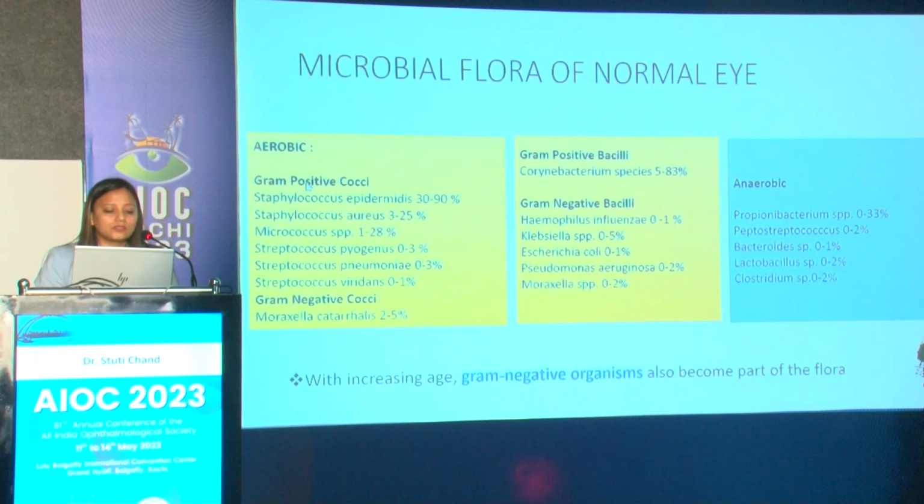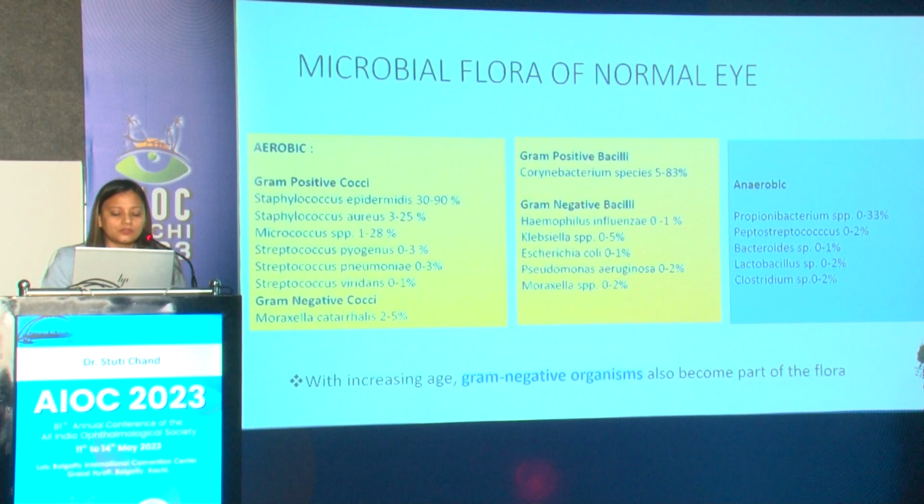Followed by Staphylococcus aureus, Micrococcus, and other common components of conjunctival flora are gram-negative cocci, which are Moraxella catarrhalis, Corynebacterium species, Haemophilus influenzae, Klebsiella species, E. coli, Pseudomonas aeruginosa, Moraxella species, and among anaerobic organisms, Propionibacterium species is the common. With increasing age, gram-negative organisms also become part of the flora.